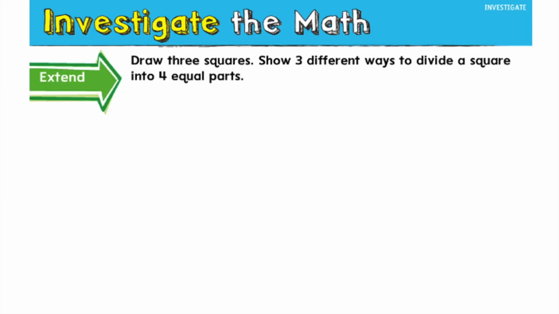Okay. I want you to draw 3 squares. Then show me 3 different ways to divide a square into 4 equal parts. So once you have those squares, I want you to divide each of them in a different way to show 4 equal parts. Okay? I'll give you guys a minute and then we'll compare our answers. Ready? Go ahead.